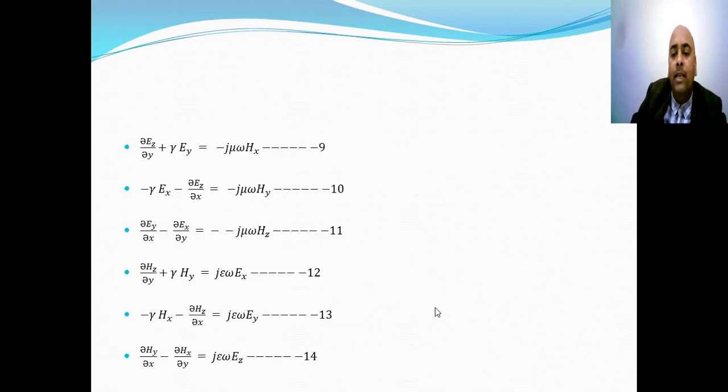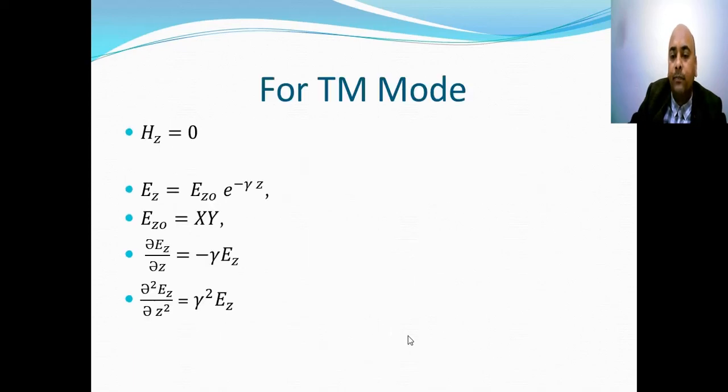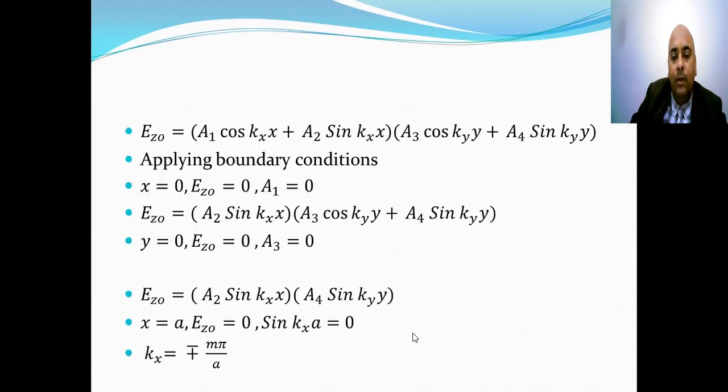Now applying these boundary conditions, that is applying boundary conditions at x is equal to 0, Ez0 will be equal to 0. Now if we put Ez0 equal to 0 at x is equal to 0, from here we will obtain that A1 will be equal to 0, because at x is equal to 0 this term becomes 0 and we are left with two terms, that is A1 cos kx x into the second term.